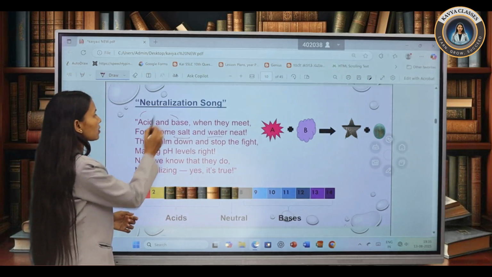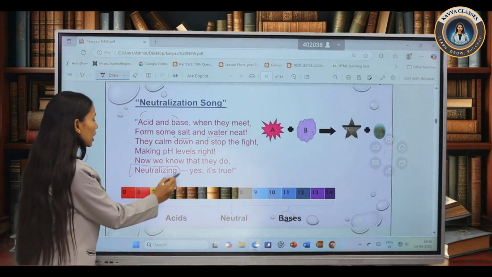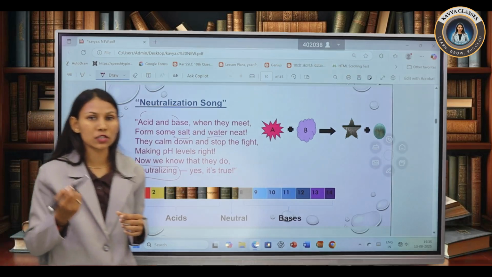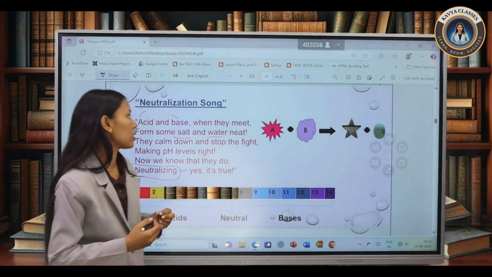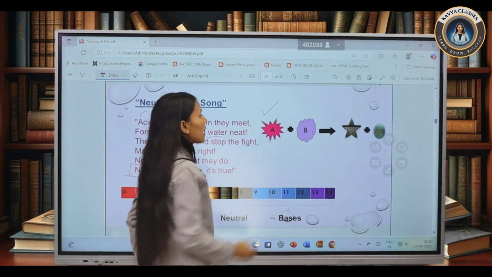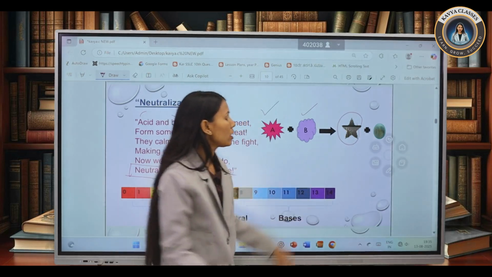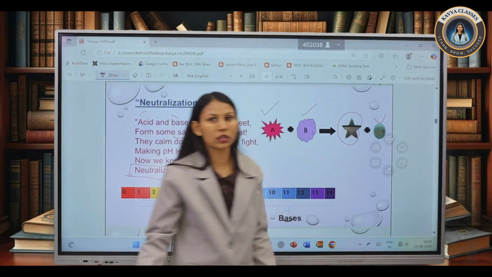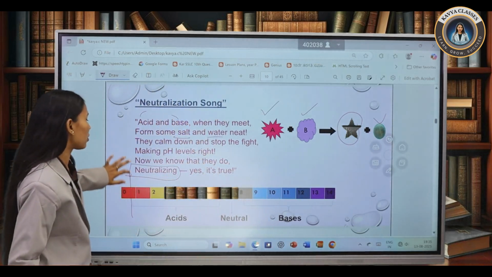Once acid and base react, they form salt and water. This is how the neutralization reaction takes place. As you can see here, A indicates acid and B indicates base. So C indicates the neutralized salt and this indicates the water. You understood, children? Yes. Let me give a brief explanation about this.